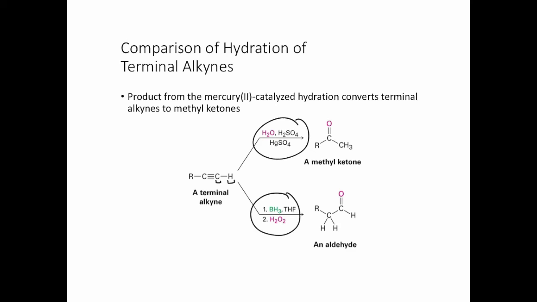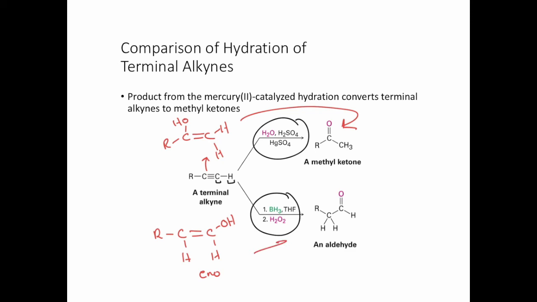So why is that? That's because with the mercury 2 catalyzed hydration, the H goes on the carbon with more H's. It follows Markovnikov. So the H goes here and the OH goes on the other carbon, which then tautomerizes to the methyl ketone. With the hydroboration, it's the opposite. The H goes on the other carbon and the OH goes on the less substituted carbon to give you that enol, which tautomerizes to form an aldehyde.